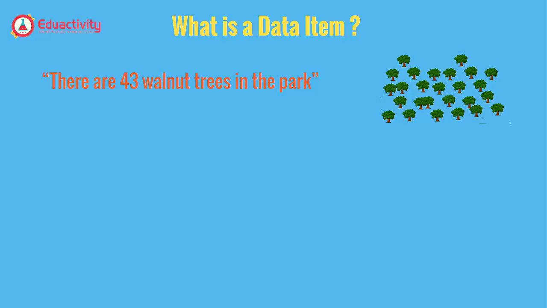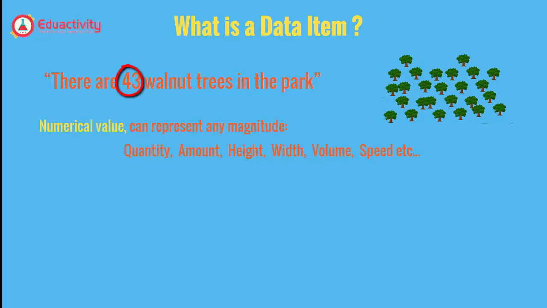The situation in a word problem often contains numerical values. For example, this situation contains the numerical value 43. A numerical value in a word problem can represent any magnitude. For example, quantity, amount, height, width, volume, speed, and so on, depending on the situation.